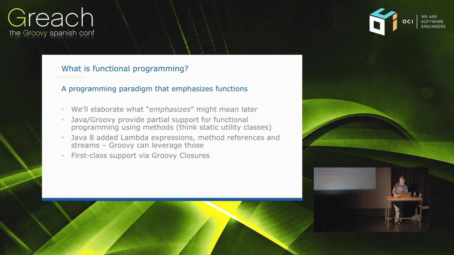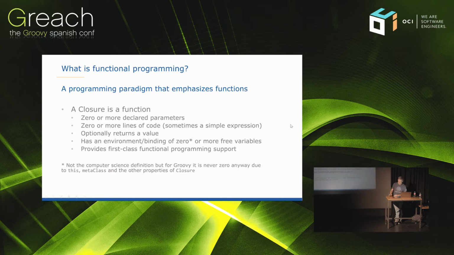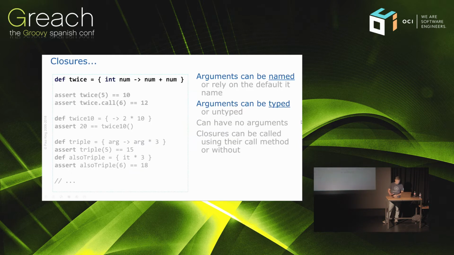But Groovy has, since day one, had closures, and they give first-class support to the Groovy language. There's various things we could talk about, what first-class might mean. I'll come to some of those later. Closures are the fundamental thing that underpins a lot of the functional work that many people will be doing if they're using Groovy for functional programming. So what is a closure? It's a function: zero or more parameters, zero or more lines of code, optionally returns a value, and so forth. You're probably all familiar with it, so let's not dwell.